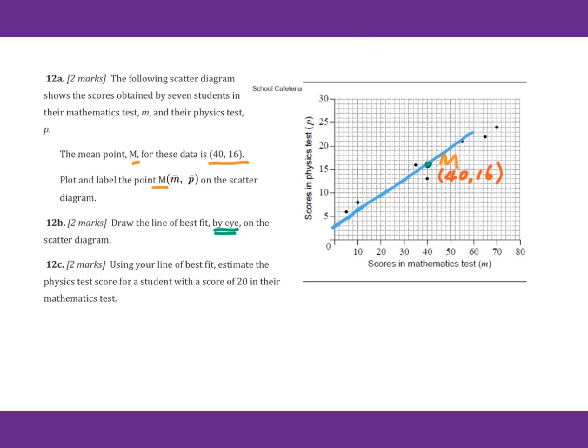For 12C, using your line of best fit, estimate the physics test score for a student with a score of 20 in their mathematics test. I will find the 20 in the mathematics test here. Then I draw a straight vertical line. Then over here, this will be 9.